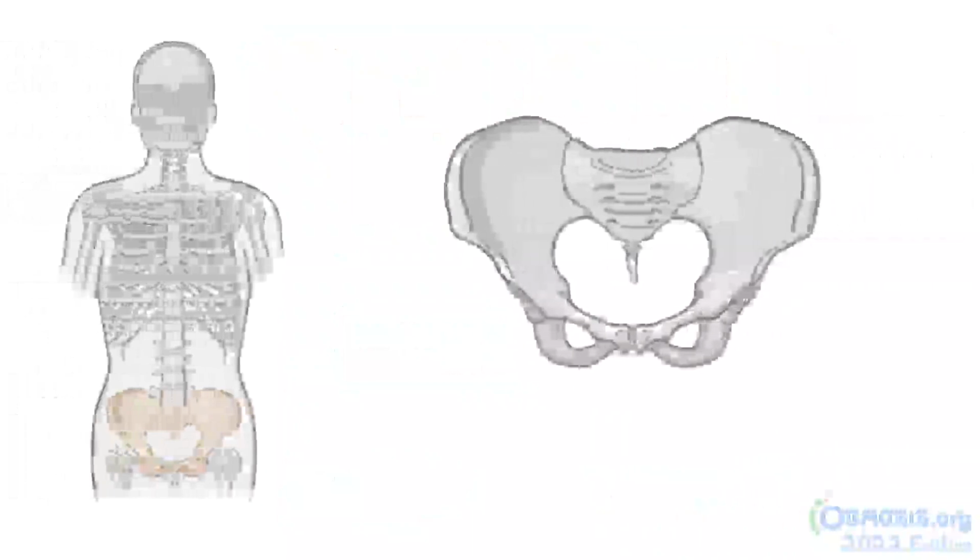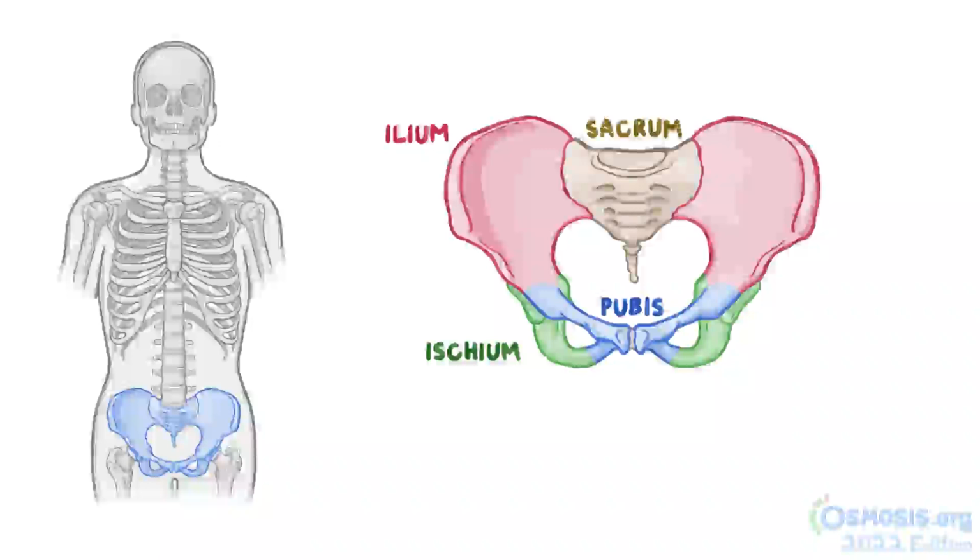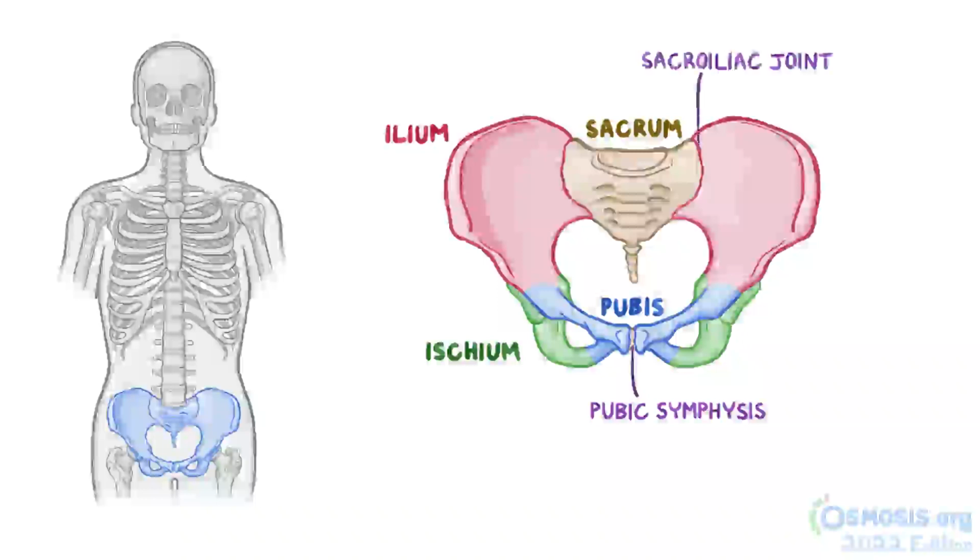Alright, as a quick recap, the pelvic girdle is composed of 3 bones, the 2 hip bones and the sacrum, and it connects the vertebral column to the lower limbs. Each hip bone is composed of 3 parts, the ilium, ischium, and pubis. Also, the 2 hip bones are connected posteriorly to the sacrum and anteriorly to each other through the pubic symphysis. The sacrum is connected to the ilia through the sacroiliac joints.